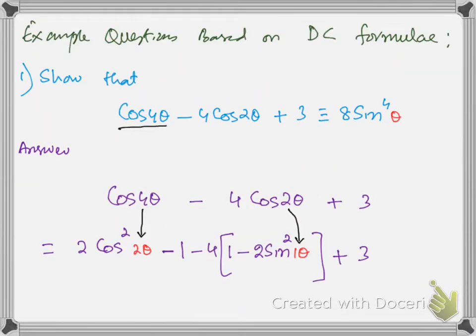So first write cos 4 theta as 2 cos square 2 theta minus 1. Use the cos form. This is very simple. You just need to replace cos 2 theta by 1 minus 2 sin square theta, because you need your answer in the form of sine. So you have to use double angle here just once. Here you have to use double angle twice. So whenever you need to use double angle twice, first use the cos form and then use the sine form.